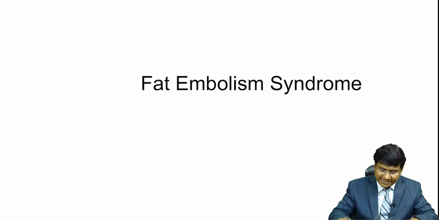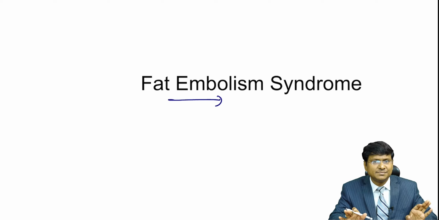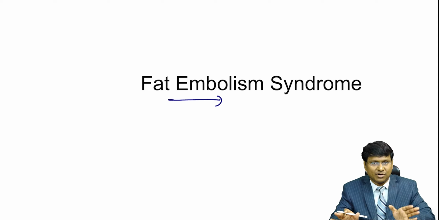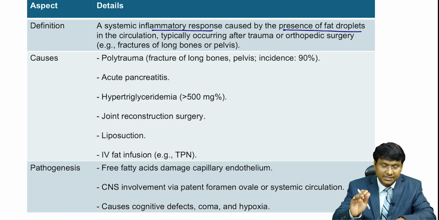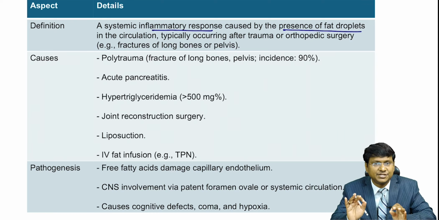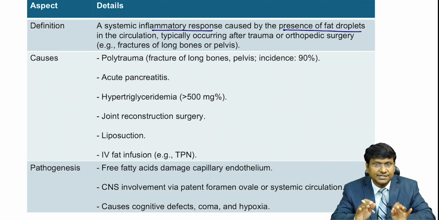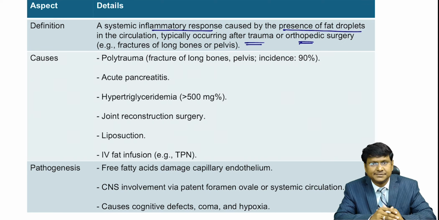Then followed by that, fat embolism syndrome. Fat embolism syndrome is basically an inflammatory response to fat droplets. Okay, so the systemic inflammatory response which is caused by the presence of fat droplets in the circulation, that is what is fat embolism syndrome. And this typically occurs after trauma or orthopedic surgery.